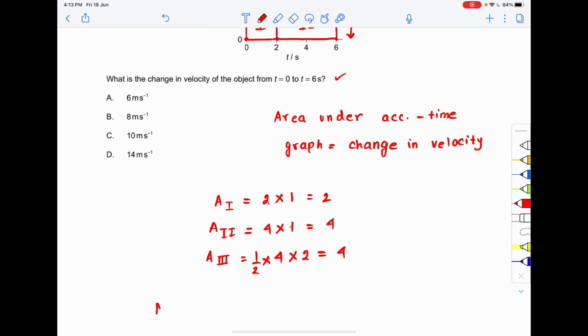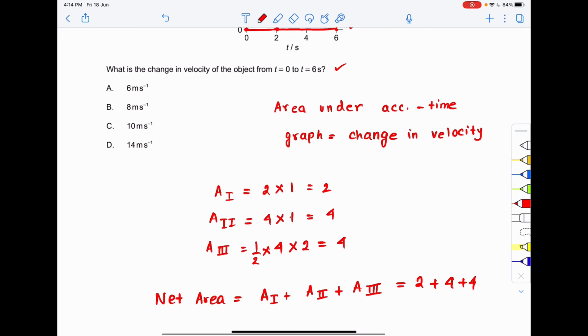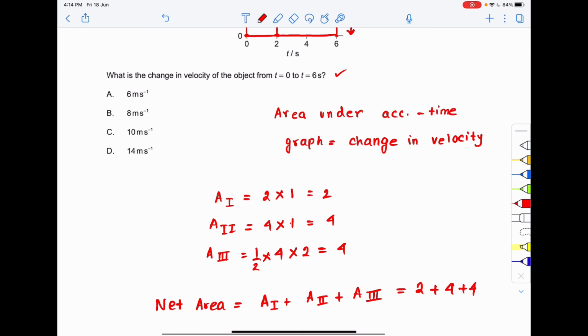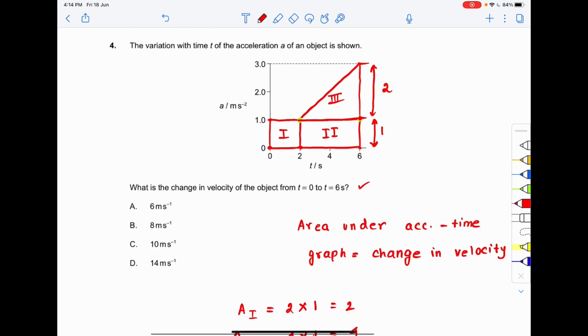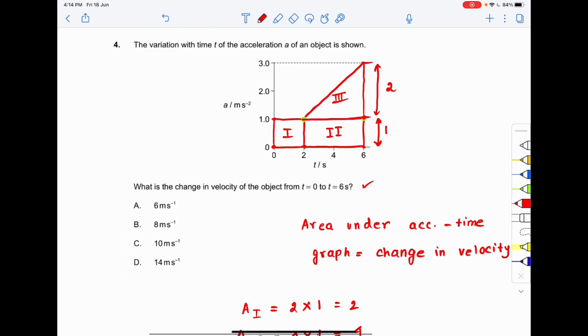So what is the net area? The net area is A1 plus A2 plus A3, which is 2 plus 4 plus 4, equal to 10. So the correct option to your question, question number 4, is option C, 10 meter per second. I hope you got the question.